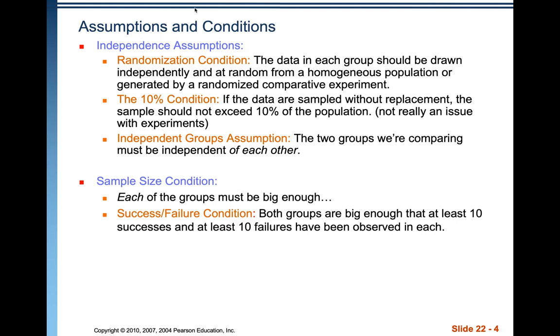Independent groups assumption. Now, this is different than what we've had before because we haven't had two groups. So not only should each individual data value within a group be independent of each other, the two groups themselves must be independent of each other. All right, moving on to sample size. Each of the groups has to be big enough, so they each have to pass the success-failure condition with at least 10 successes and at least 10 failures observed in each group.